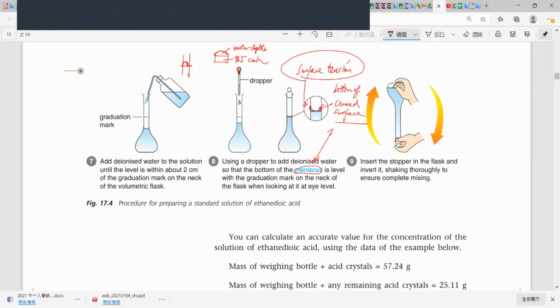Mercury is like that. Okay, very special. Pay attention to how you add water: a wash bottle is quick, but a dropper is finer and more accurate. And afterwards, what should we do? We need to stop the flask and invert the solution upside down for mixing thoroughly. How many times? About 10 times.